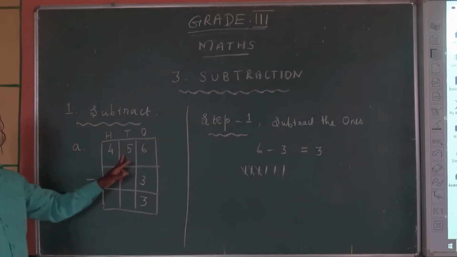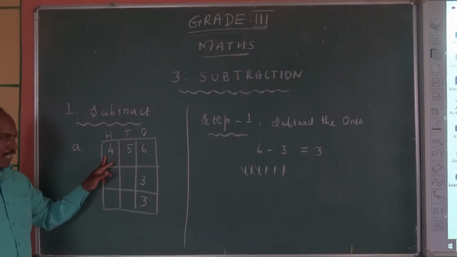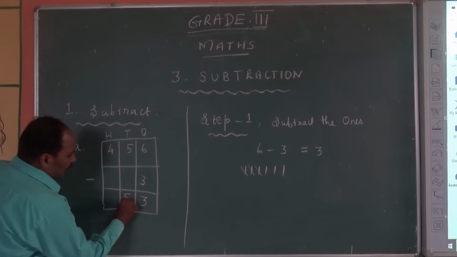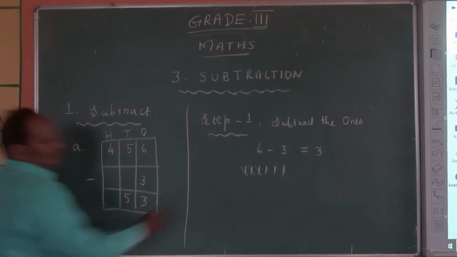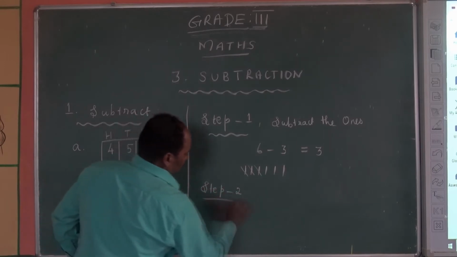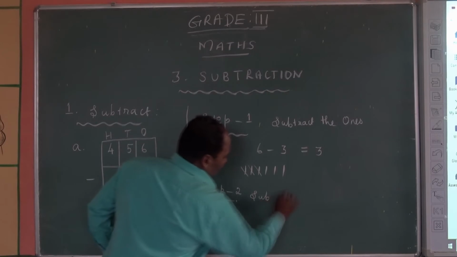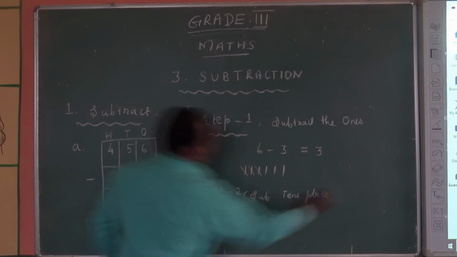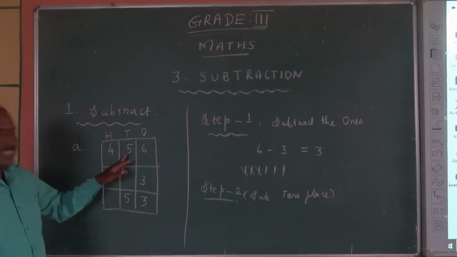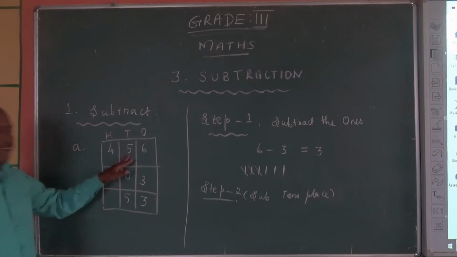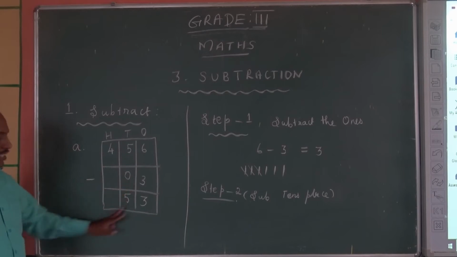Then the balance: here tens place 5, here hundreds place 4. Bring down the number 5, write it in tens place. Step 2, subtract tens place. Here tens place is 5, here empty. Empty means 0. So 5 minus 0 is equal to 5.